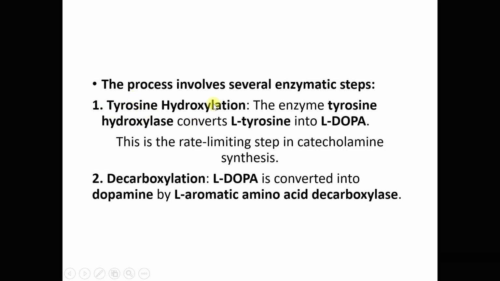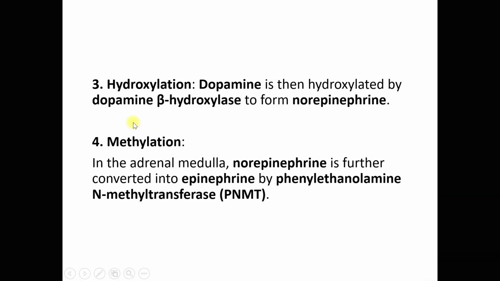In step 1, tyrosine hydroxylation, the enzyme tyrosine hydroxylase converts L-tyrosine into L-DOPA. This is the rate limiting step in catecholamine synthesis. The second step is decarboxylation. L-DOPA is converted into dopamine by L-aromatic amino acid decarboxylase. The third step, hydroxylation. Dopamine is then hydroxylated by dopamine beta hydroxylase to form norepinephrine. The fourth and last step is methylation. In the adrenal medulla, norepinephrine is further converted into epinephrine by the enzyme phenylethanolamine N-methyltransferase.